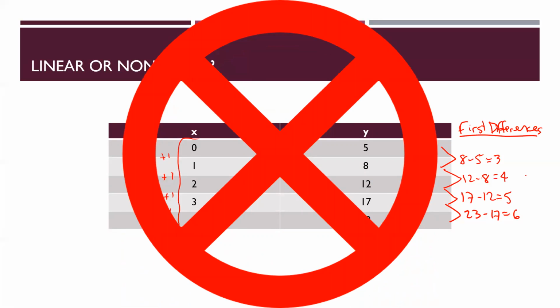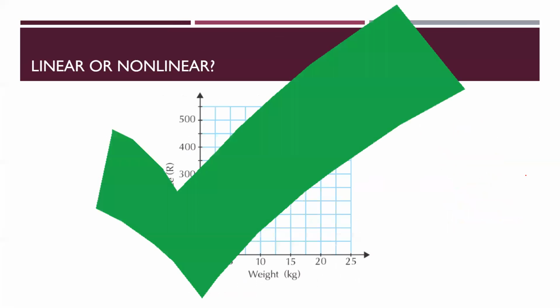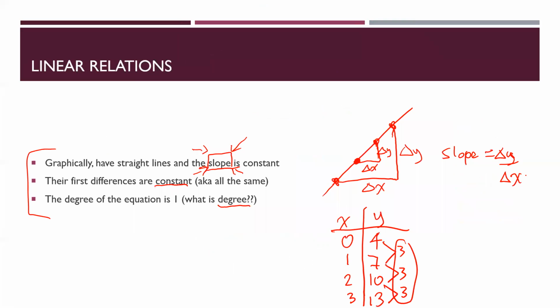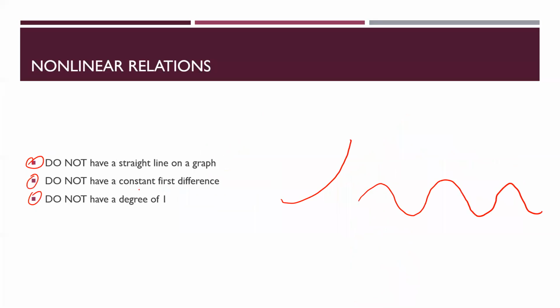So when we're looking at our criteria, whether it's linear or nonlinear, it just depends on what's given to us, right? The whole idea here is that if you're given a graph, you would be checking to see if it's a straight line or not. If you're given a table, then you're checking to see if the first difference is constant or not. And the last thing is if you're given an equation, then you check for the degree, right? So hopefully that makes sense.